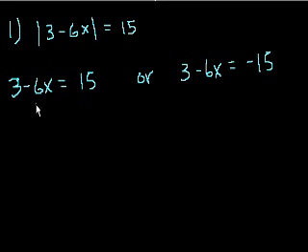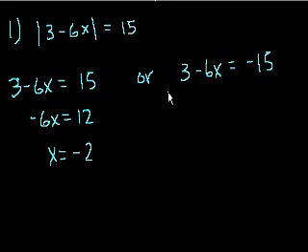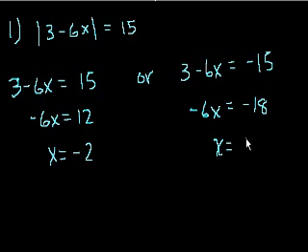So let's solve for x. Subtract 3 from both sides, you get minus 6x is equal to 12. Divide both sides by minus 6, you get x is equal to minus 2. And so here, if we subtract 3 from both sides, you get minus 6x is equal to minus 15 minus 3. That's minus 18. Divide both sides by minus 6, you get x is equal to positive 3, right? Negative divided by a negative, so x is equal to 3. So x could be minus 2 or 3, and that's choice B.